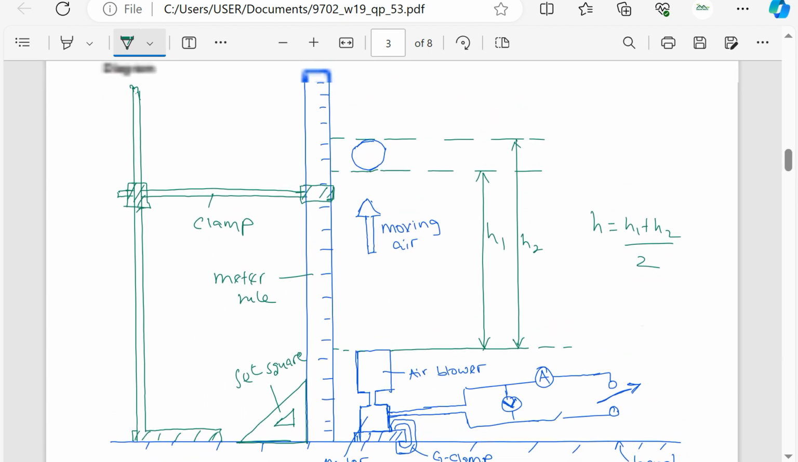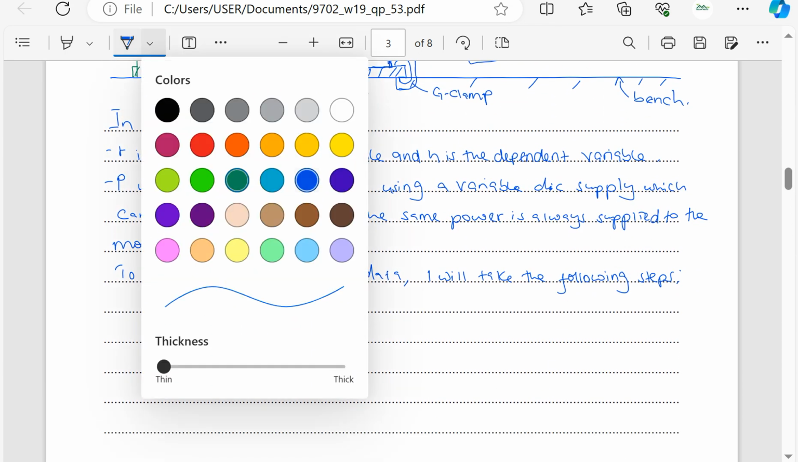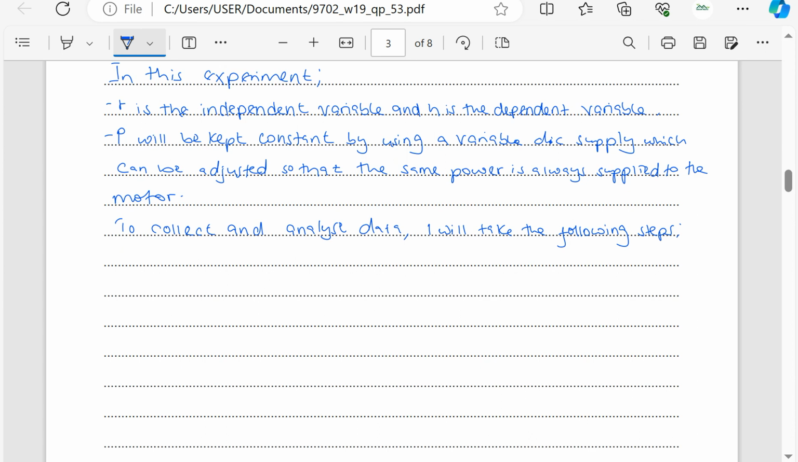So to collect and analyze data, I'll take the following steps. Step number 1, I will build the experimental setup as shown in the figure above.